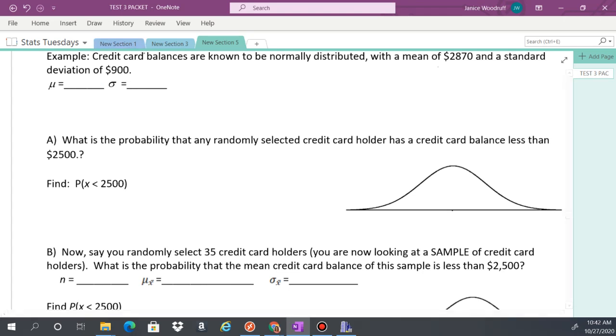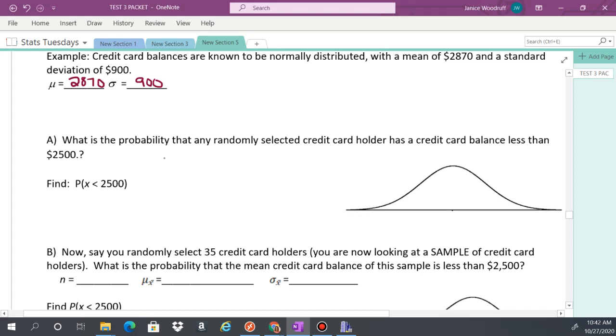Okay, so they're telling us there's no sample that's given to us in here, so this is all credit card balances. So this is our population. 2,870 is our mean, and 900 is our standard deviation. A, what is the probability that any randomly selected credit card holder has a credit card balance less than 2,500?